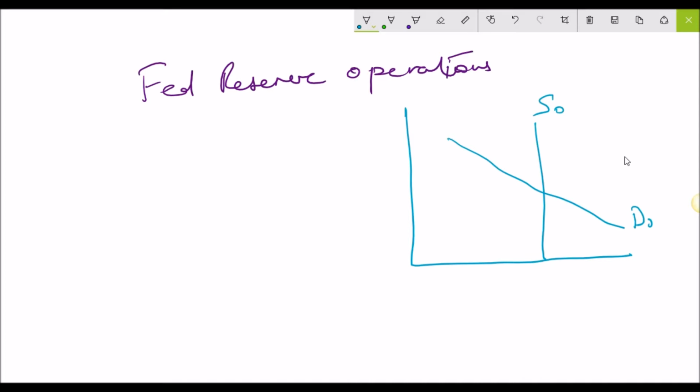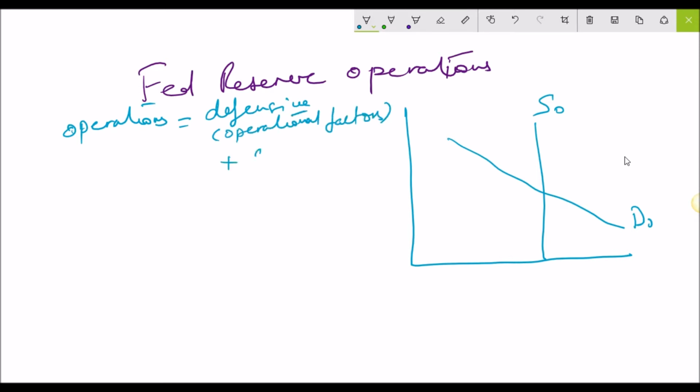Now, all these operational factors affect the level of reserves. The Fed must determine the volume of reserves affected by these operations to determine the volume of open market operations required to negate the effects of these operational factors. And we've seen that these are sometimes called defensive open market operations. Now, here's a summary of the operational factors on the reserve position.